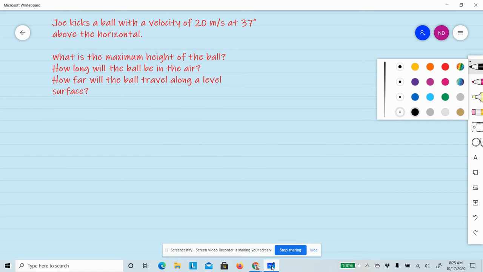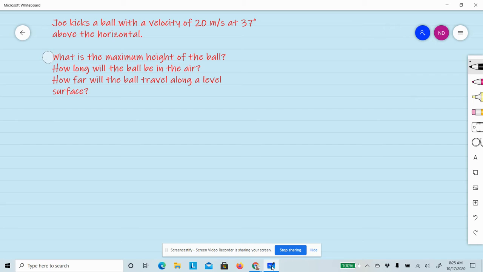Alrighty, so here we go. We're going to set up our second projectile motion problem example. This time, Joe is kicking a ball with an initial velocity of 20 meters per second at an angle of 37 degrees to the horizontal. We want to figure out what's the maximum height.